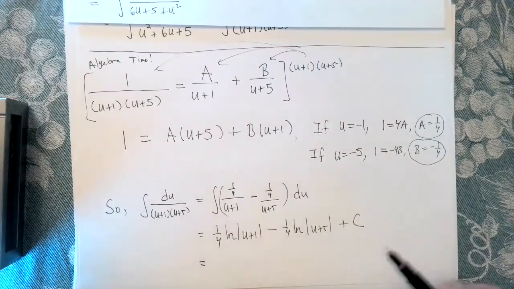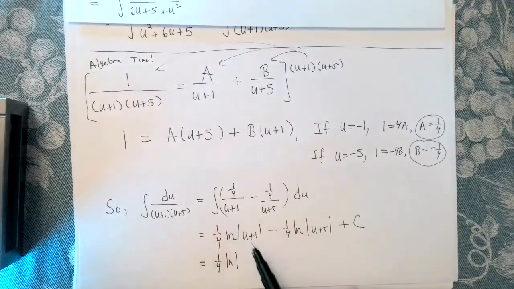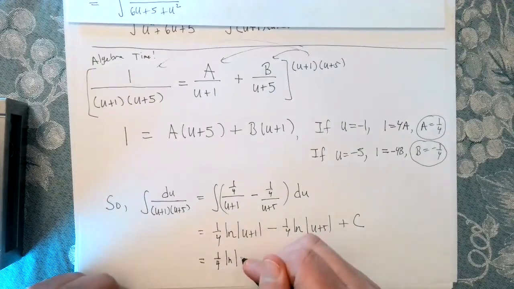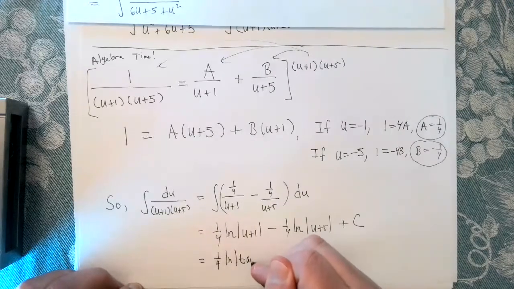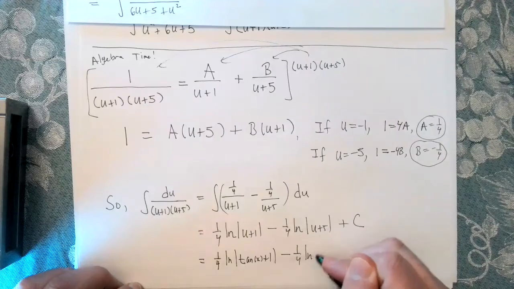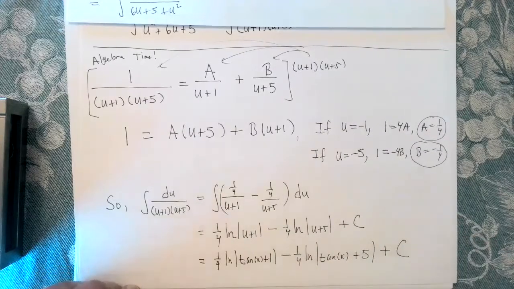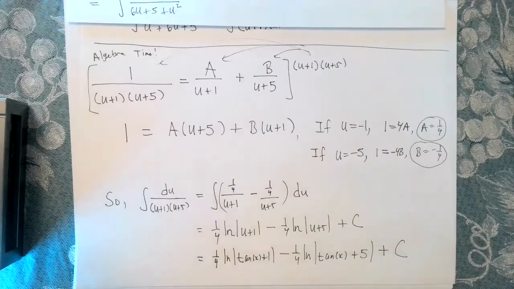Of course we could use log rules to write this as a single logarithm if you wanted to. I'm going to opt not to, but if you want to simplify, that's just fine. We just want to remember what u was equal to. From before we said u is equal to tangent of x. So this is 1/4 times the natural log of absolute tangent of x plus 1, minus 1/4 times the natural log of absolute tangent of x plus 5, plus C. Such a cool integral, reviewing tons and tons of Calc 2 ideas, a little trigonometry in there. I hope you enjoyed.